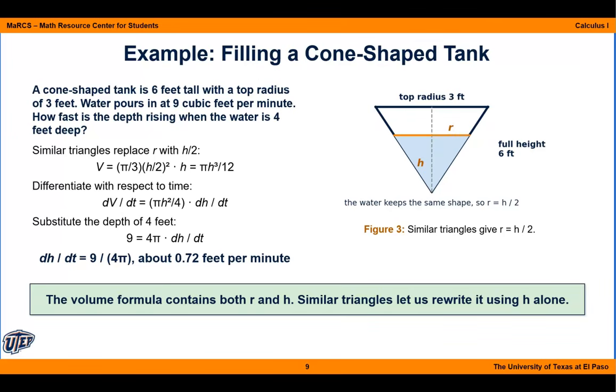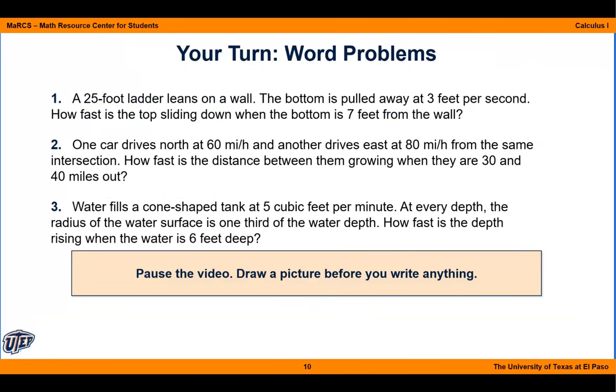The similar triangle relationship is what allows us to replace r and write the volume using h alone. Now it's your turn to solve 3 complete word problems. Begin each problem with a picture, label the quantities that change, record the known rates with their signs, and identify the relationship connecting the variables. Pause the video now, draw each picture, and work all 3 problems before continuing.